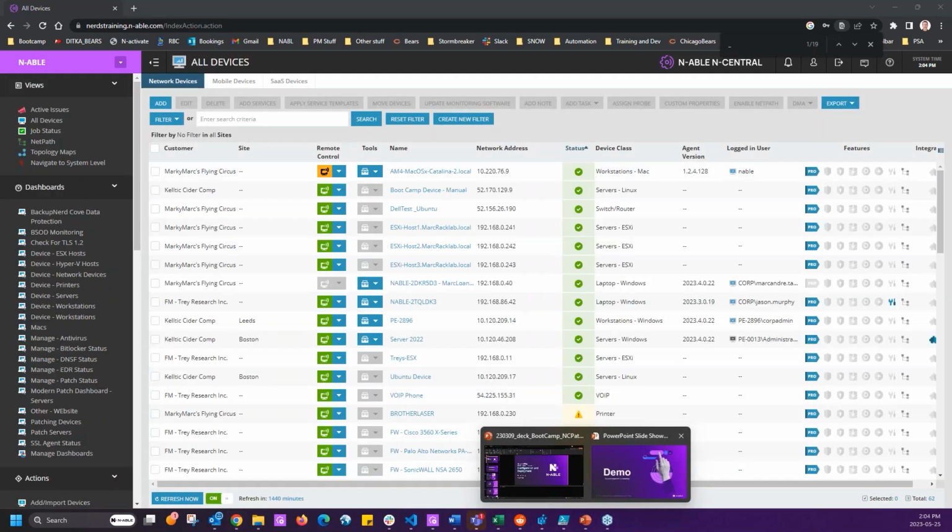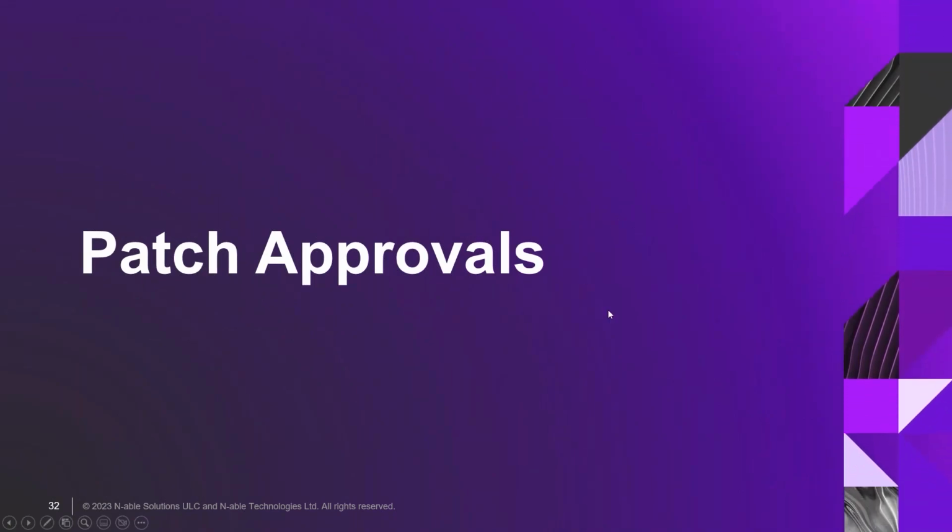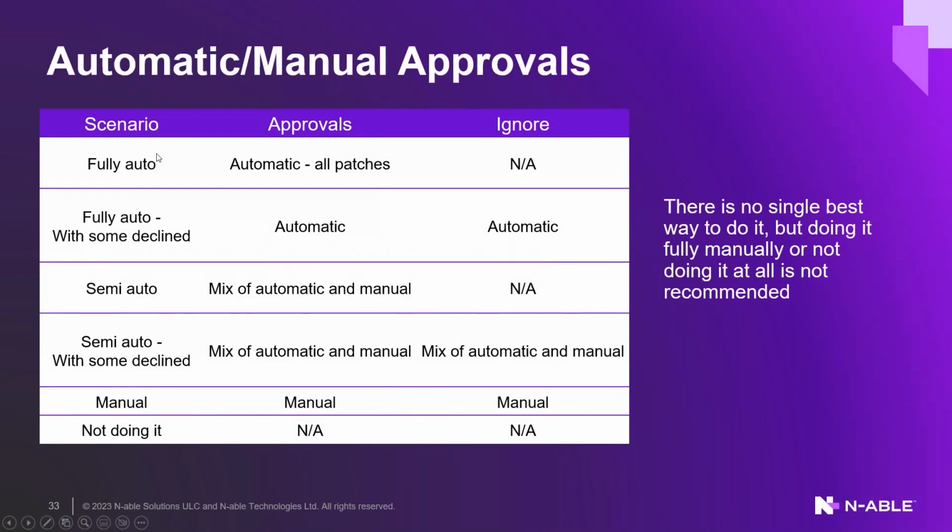Let's come back to the slides to kind of keep me on track. Patch approvals. Okay, so automatic or manual approvals, which way to go? There is no single best way to do it, but doing it fully manual or not doing it at all is not recommended. So you can see what we have here. Scenario, you're going to do all patches automatic, fully auto with some declined, automatic, semi-auto, a mix of automatic and manual, semi-auto with some declined, mix of automatic and manual. The ignore is a mix of automatic and manual. And then you've got manual across the board, and the bottom, not doing it at all. Okay, so you don't want that.